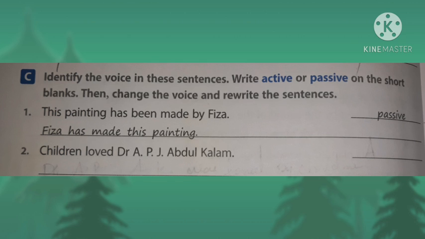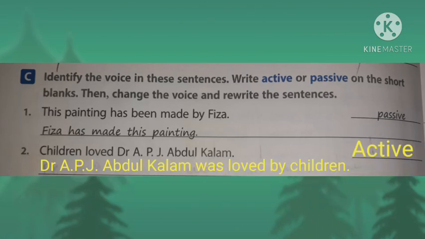Second one: Children loved Dr. APJ Abdul Kalam. Which voice is it? Subject plus verb plus object. It is active voice. How can we change it into passive? Dr. APJ Abdul Kalam was loved by children. Find out the rest of the answers yourself.